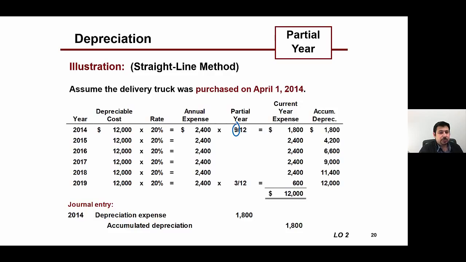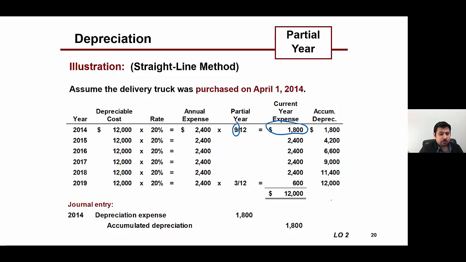So here, it's not the full year. It's 9 months only. We do the same thing as before. We have depreciable cost multiplied by rate, and that would give us annual expense. We multiply it by the partial year. It's 9 over 12, because it's from April until the end of December. So for the first year, the amount will be 1,800 rather than 2,400. Again, this is because the depreciation expense is for 9 months and not for the full year.